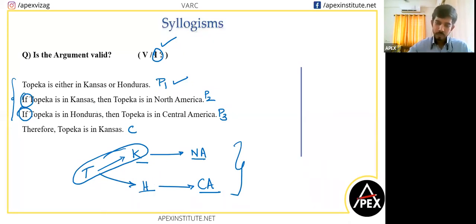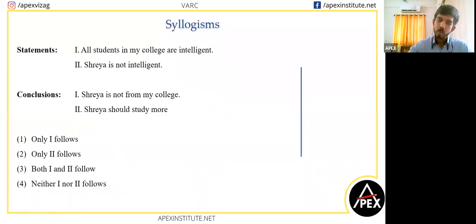Okay. So is this fun? Just deciding whether the conclusion is valid or invalid. Simple. Now I'm going to make it a little bit more difficult. You have two premises. So this is premise one and this is premise two. And we have two conclusions. And we have to choose one out of these four options.